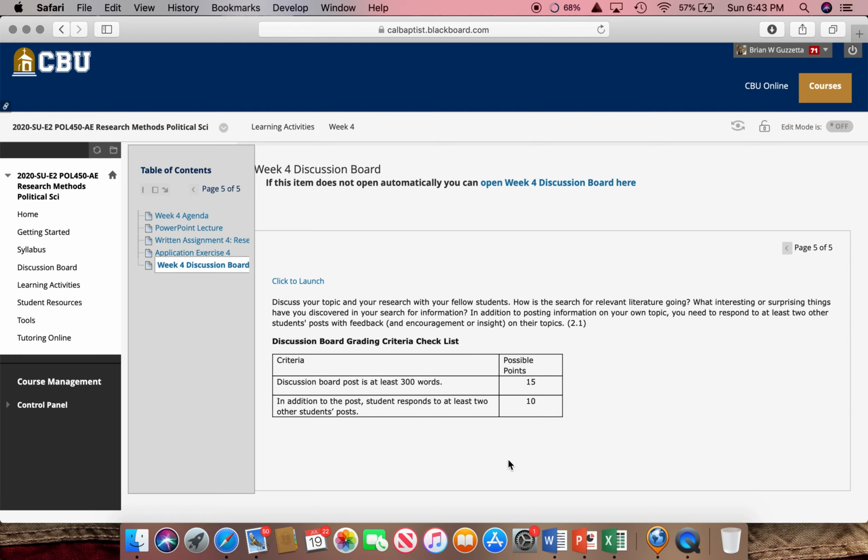In addition to posting information on your topic, you need to respond to at least 2 other students and post with feedback. Remember, for the discussion board, it needs to be at least 300 words. I think 300 words is the minimum that you would need to meet the criteria and add an academic conversation to your colleagues in this group. And then I expect 2 scholarly replies to 2 of your colleagues in this class. And once again, we're not looking for I agree with, well done, well said. You need to add to the academic conversation.